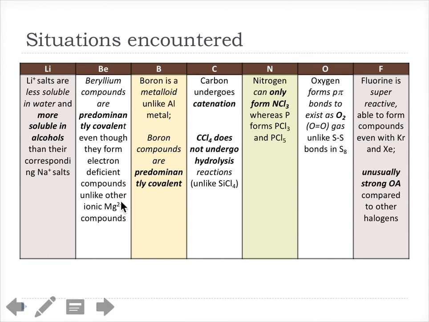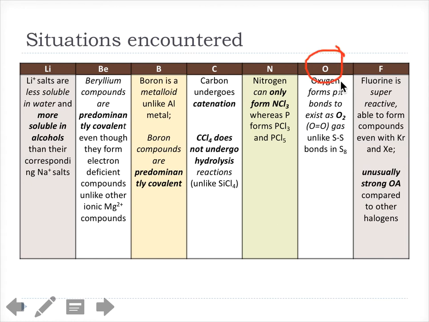However, if you look at the other counterparts within group 2, such as magnesium, calcium, and barium, those are ionic compounds, such as this CaCl2. This is an ionic compound. So other examples include oxygen.